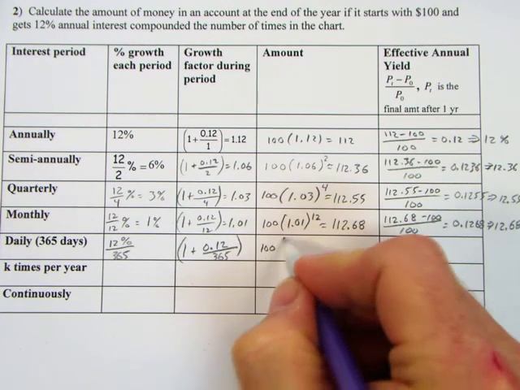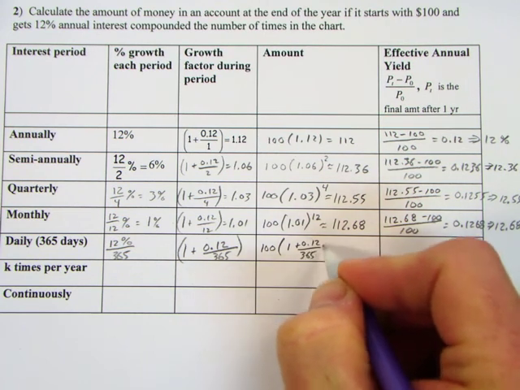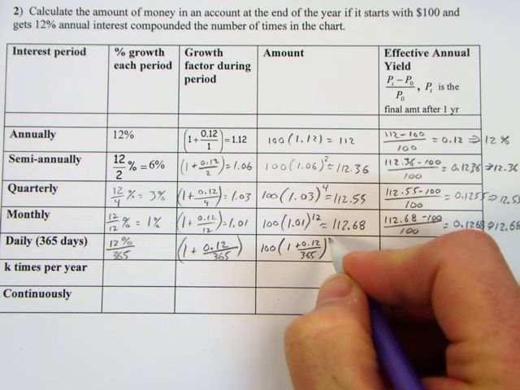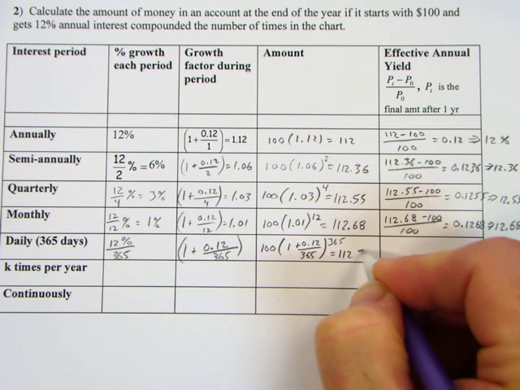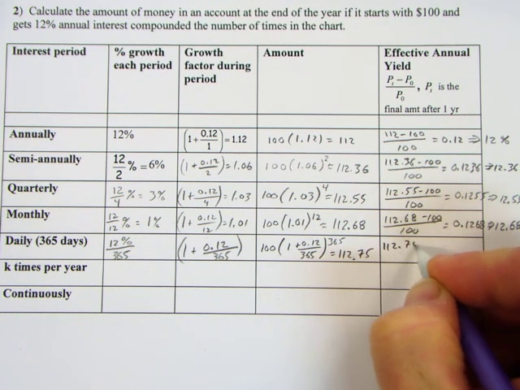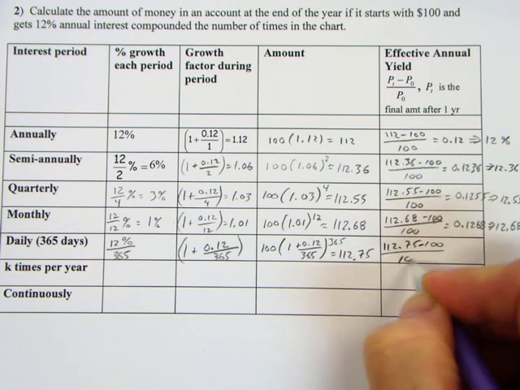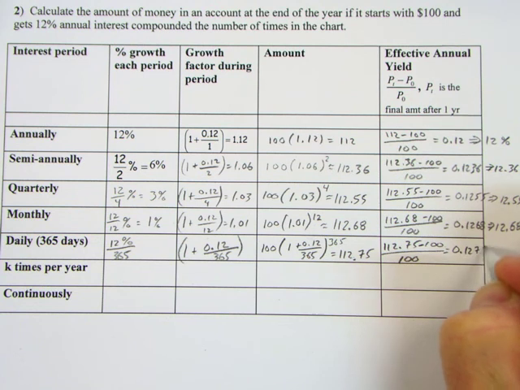Now when you do this kind of problem, what we're just going to do is plug it in, and we're going to use our calculator. What's our exponent going to be? How many times are we compounding it? 365 times. And this time we get 112.75. And again, we compute our effective annual yield. And we get 12.75%.